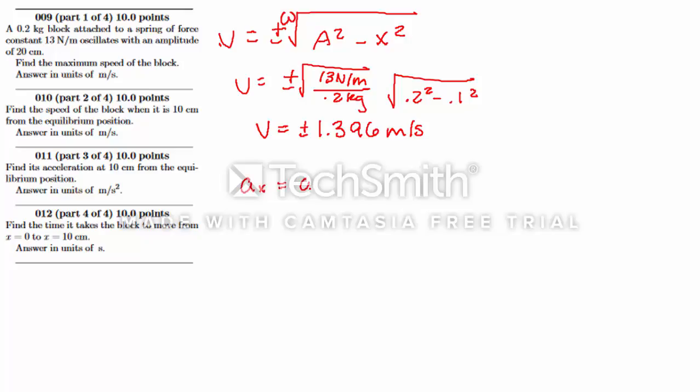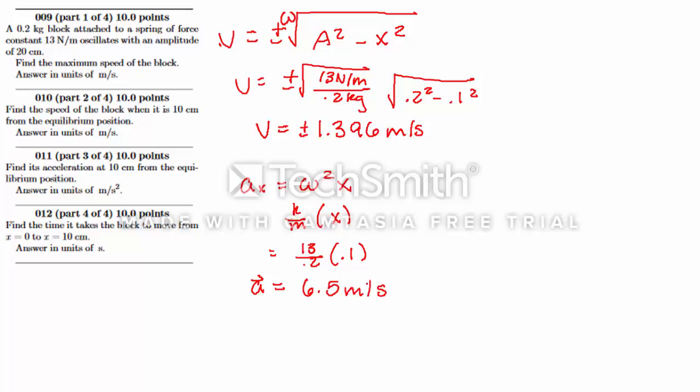For 11, we want to find the acceleration at 10 centimeters, so you can plug right in to here. a equals omega squared x. So we can plug in square root of k over m for omega, so this is just going to be k over m times x. So plug in 13 over 0.2 times 0.1, which is going to give us an acceleration of 6.5 meters per second squared.